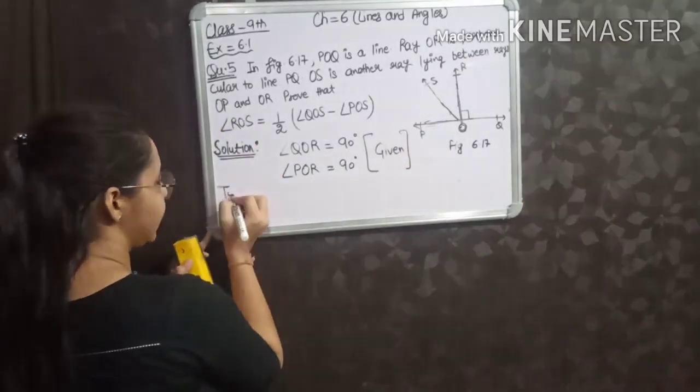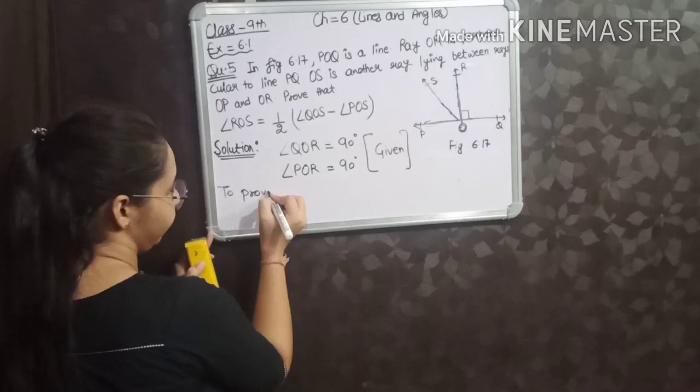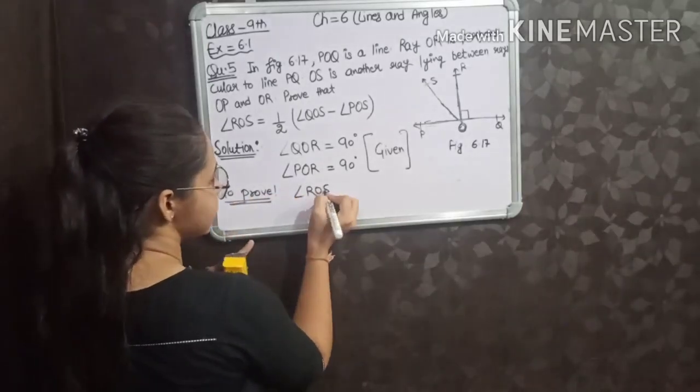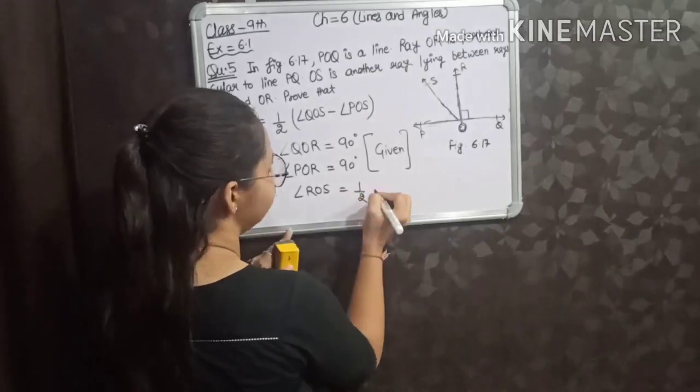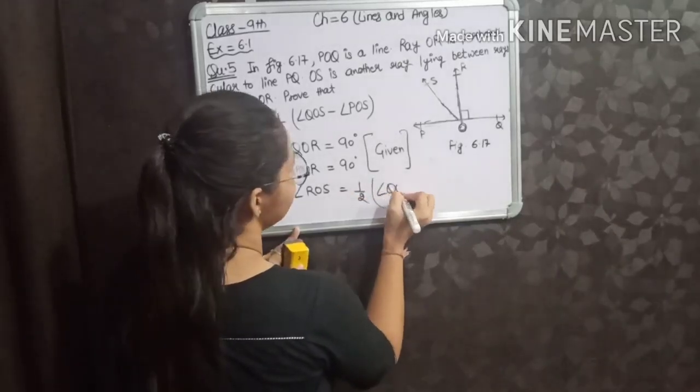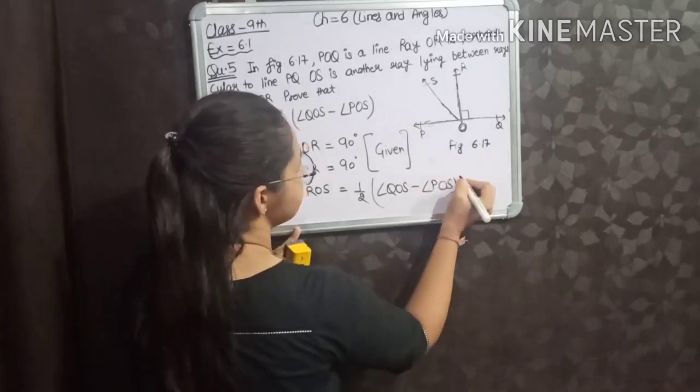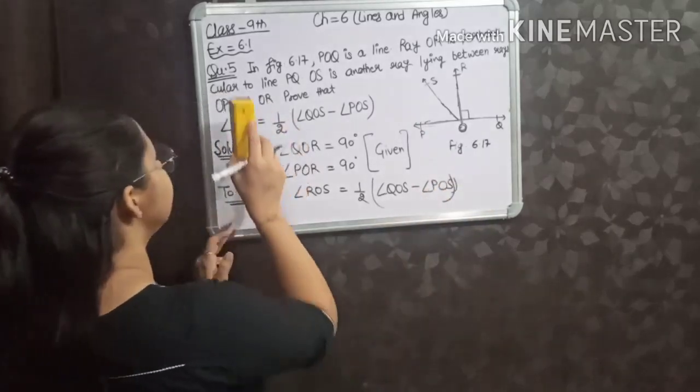Write down here, to prove: angle ROS is equal to 1 by 2 of angle QOS minus angle POS. Now, how will we proceed?